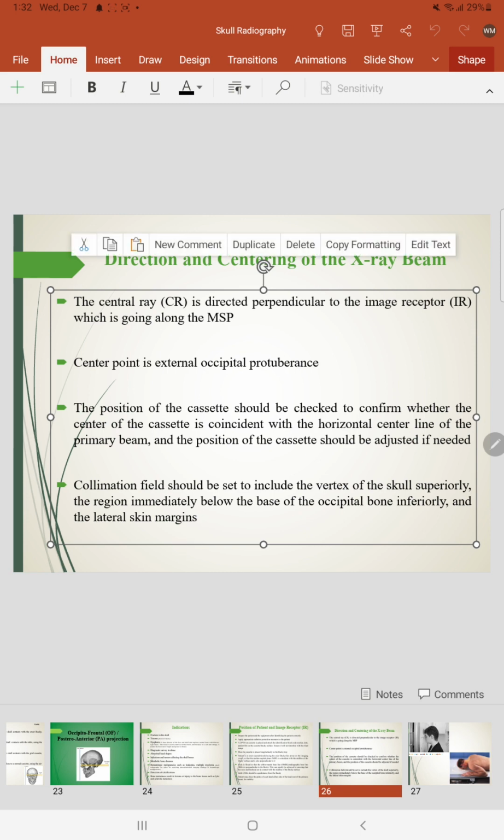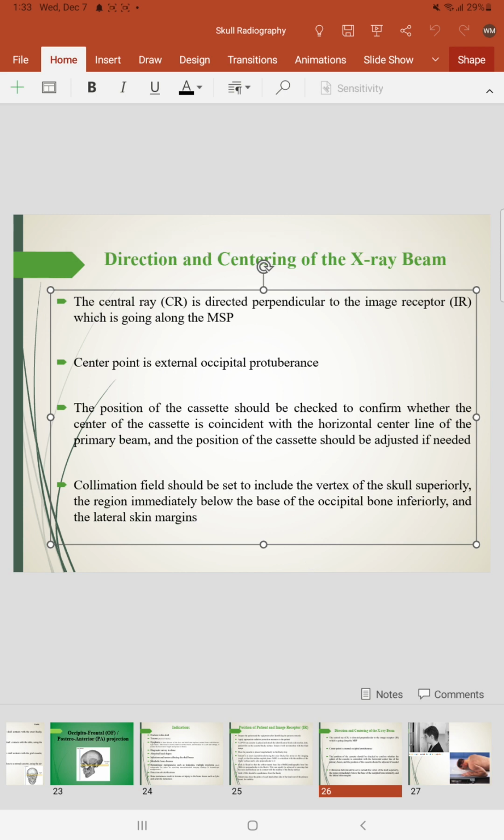The position of the cassette should be checked to confirm whether the center of the cassette is coincident with the horizontal center line of the primary beam, and the position of the cassette should be adjusted if needed.